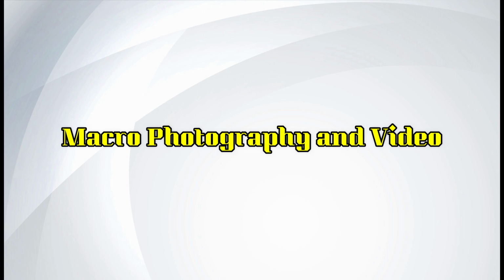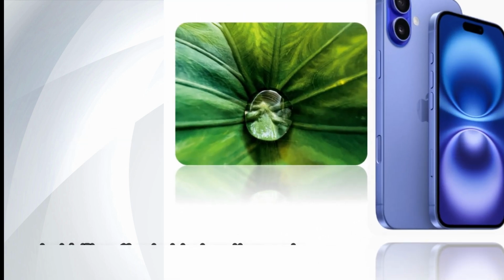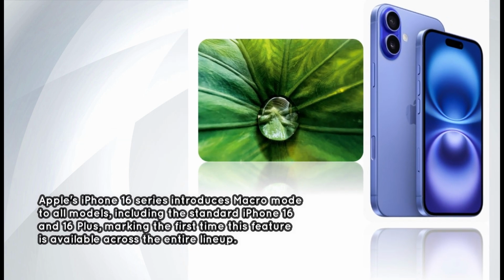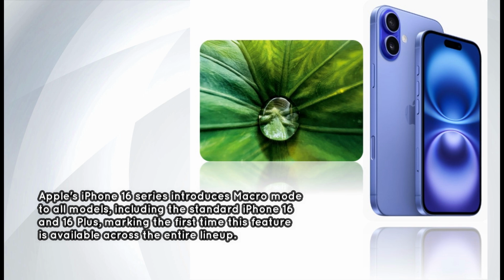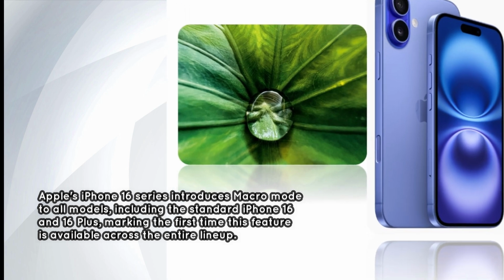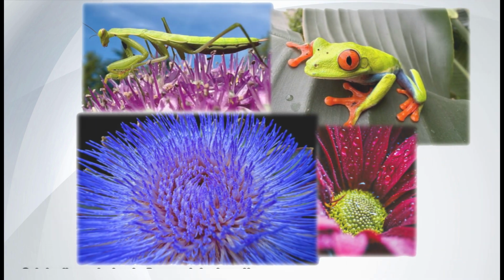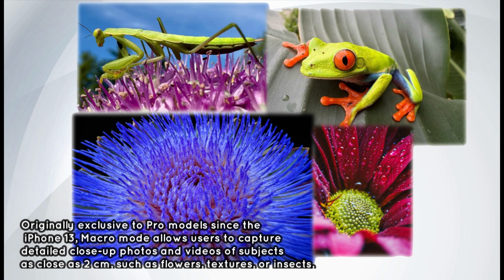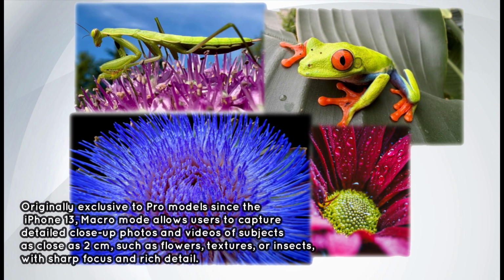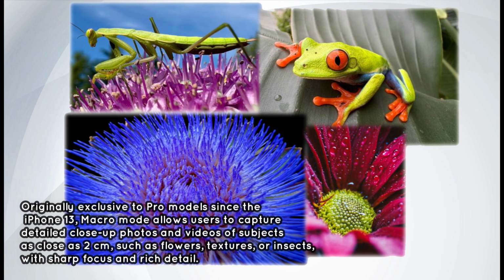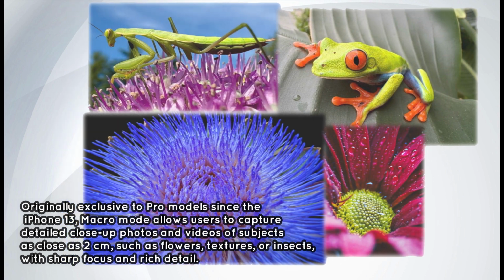Macro photography and video. Apple's iPhone 16 series introduces macro mode to all models, including the standard iPhone 16 and 16 Plus, marking the first time this feature is available across the entire lineup. Originally exclusive to Pro models since the iPhone 13, macro mode allows users to capture detailed close-up photos and videos of subjects as close as 2 centimeters, such as flowers, textures, or insects, with sharp focus and rich detail.